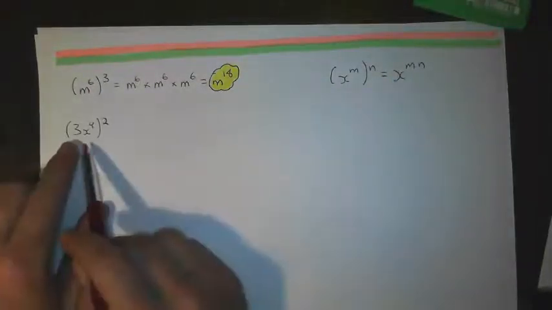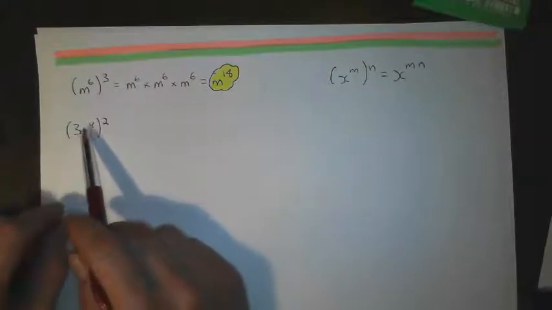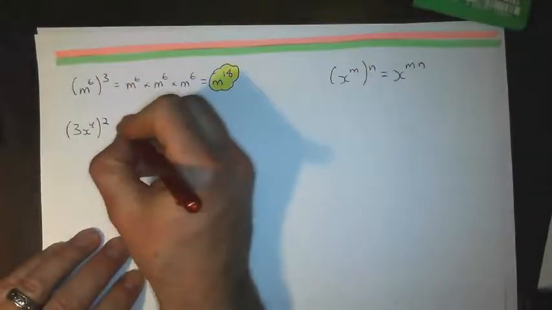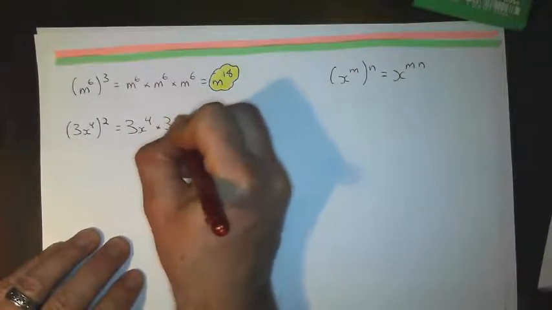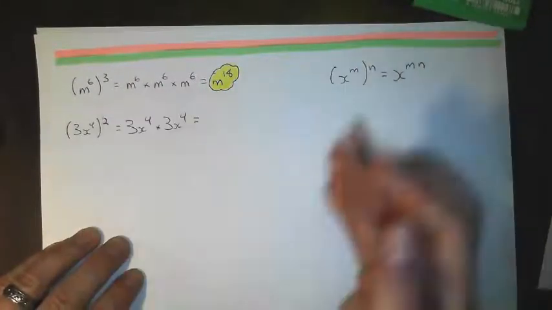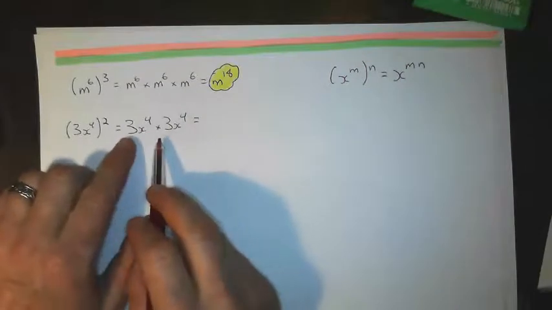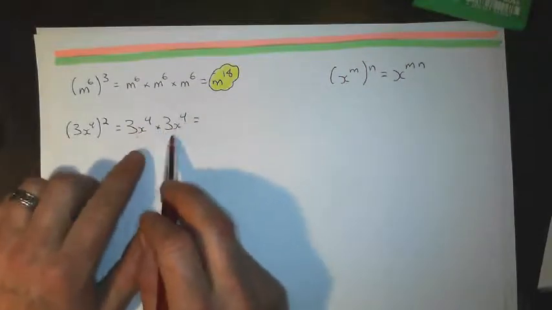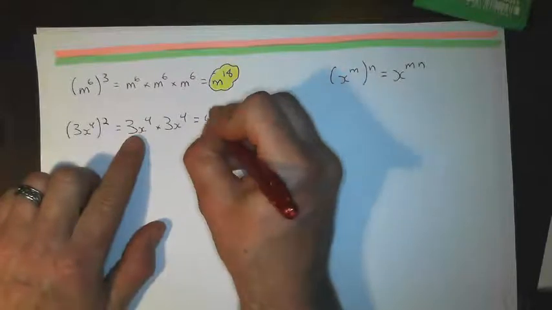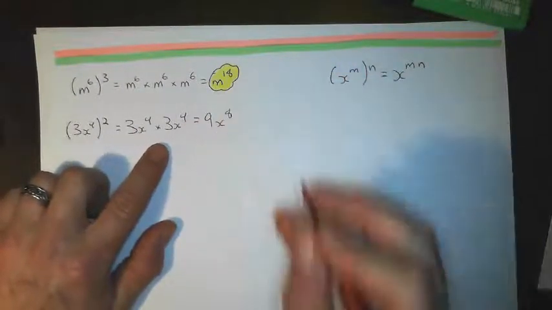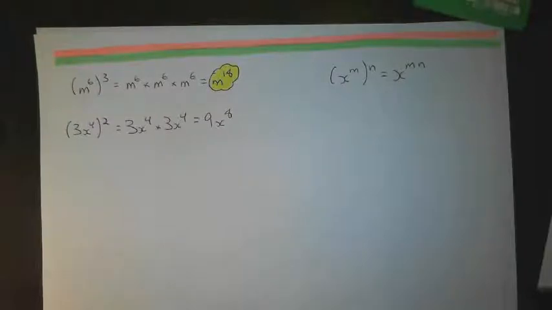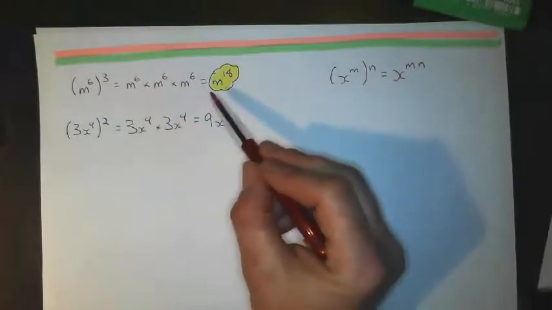3x^4 squared, well, that means 3x^4 times 3x^4, and I go back to my previous rule, which is multiplying the coefficients and adding the exponents. So 3 times 3 is 9, and 4 plus 4 is 8. So that's 9x to the 8. Okay, so I want to do this every time, but I don't want to write it out in full every time because that takes a long time and it's kind of annoying.